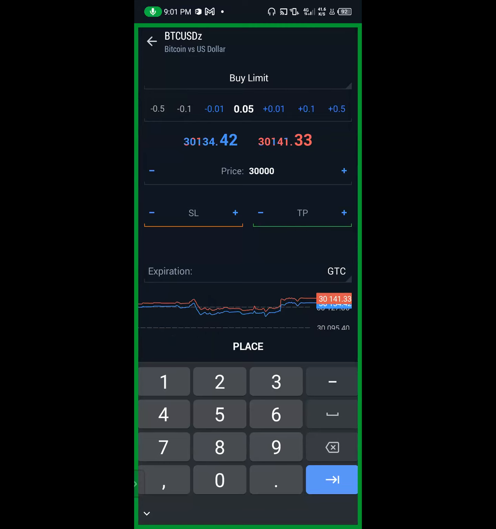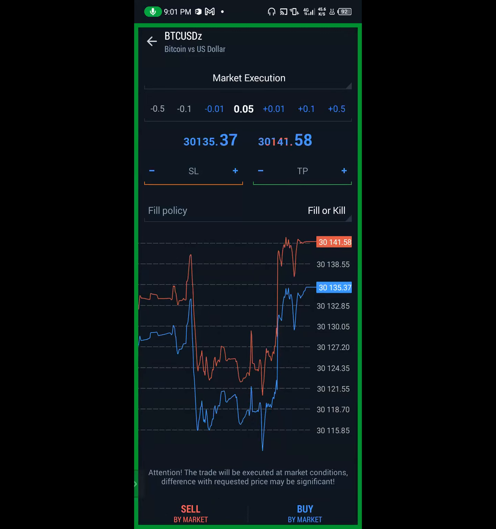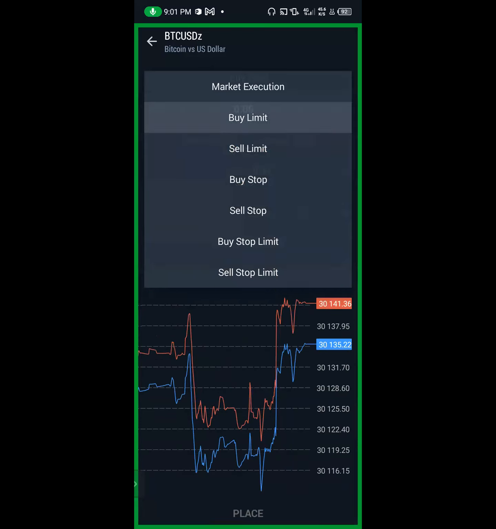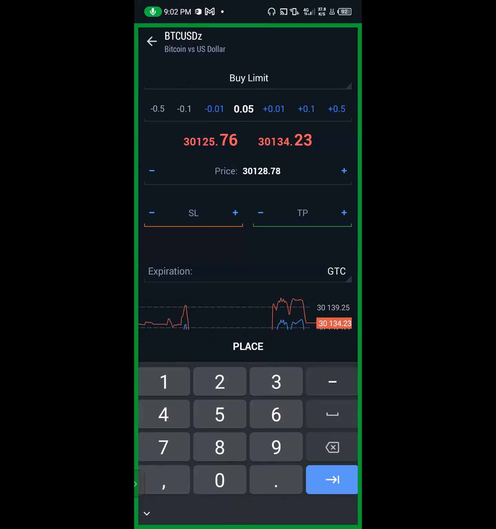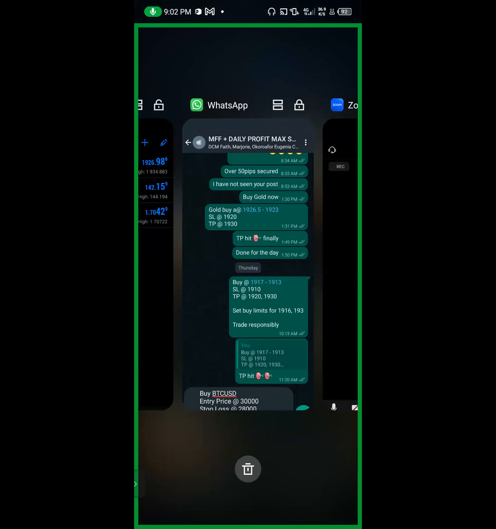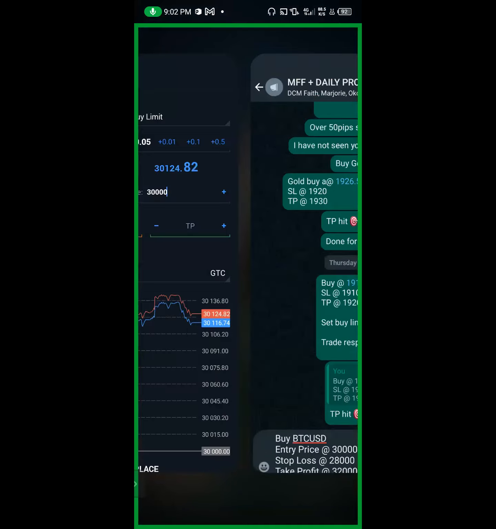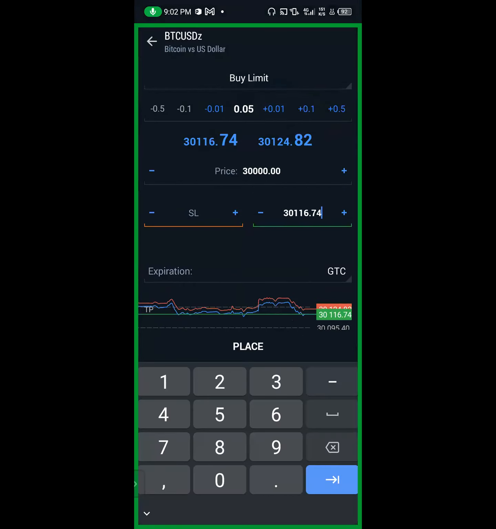The moment I click on buy limit, you see that the whole interface changed. Before, there was no field where you can set a price, but the moment you click on buy limit, it gives you room to set your price. So you tell the market, this is the price I want to buy. Whenever it comes to this 30,000, activate my order and take it up from there. So buy limit means you expect the price to come down to pick you up and then start going up. Now, I said TP 32,000. So you come to the area of TP, you set it at 32,000.